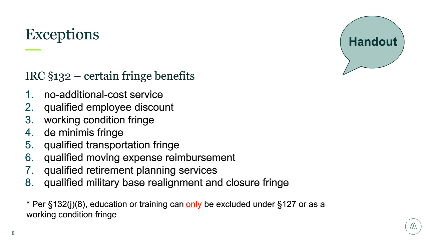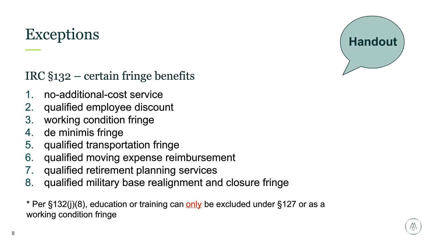7 is for qualified retirement planning services, no changes there. And 8 is for qualified military base realignment and closure fringe. Also no change in that area. I have a note at the bottom of the screen because I give this presentation to quite a few college and university audiences. And I included in case if we have any of those on the call today. Section 132(j)(8) says that education or training can only be excluded from your employee's taxable compensation if it's under 127 or as a working condition fringe.